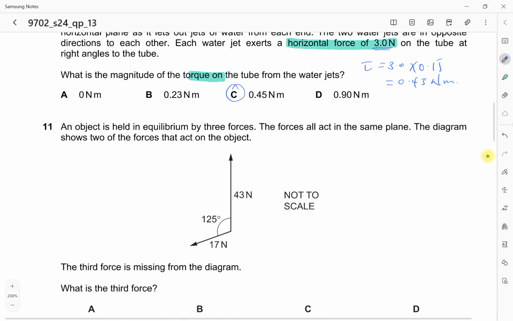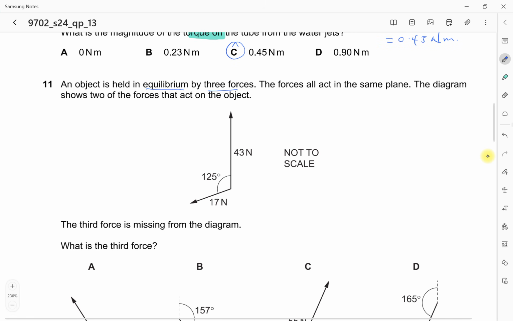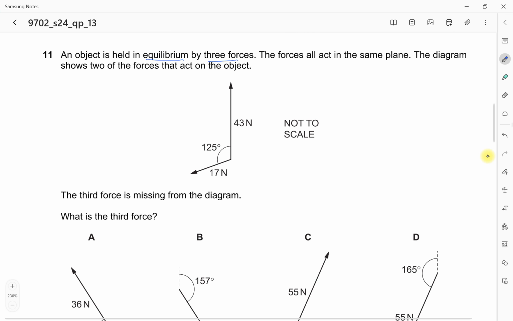An object is held in equilibrium by three forces. The forces all act in the same plane. The diagram shows two of the forces that act on the object. The third force is missing from the diagram. What is the third force? So the third force should be such that it cancels out the resultant of these two. So let's first find the resultant of these two using the parallelogram rule.